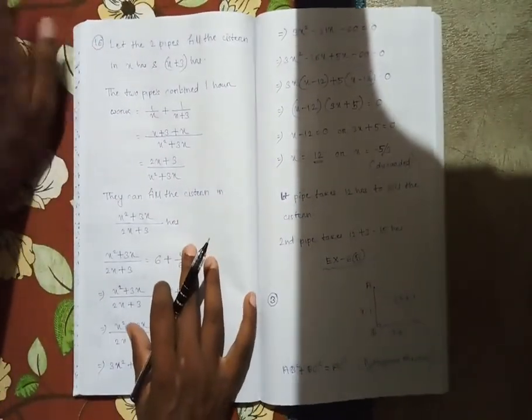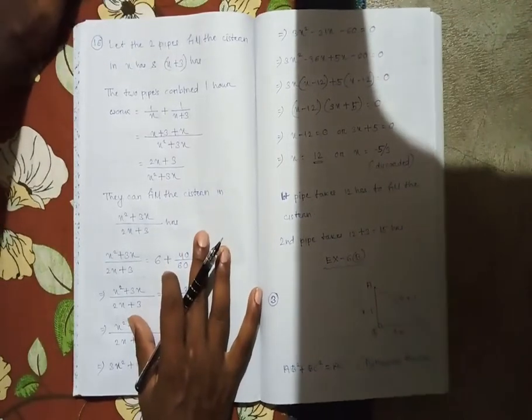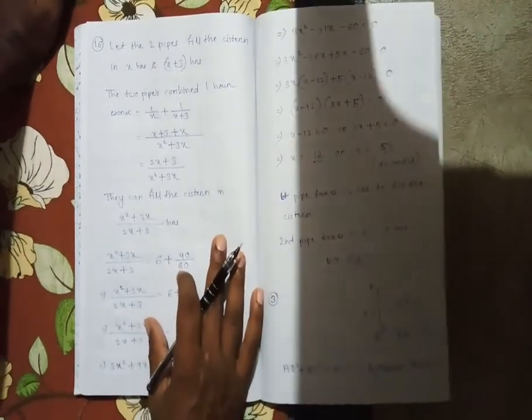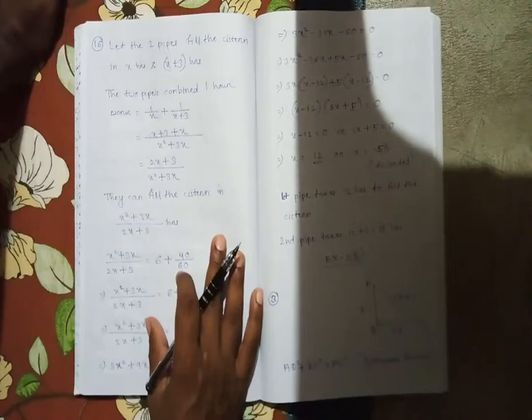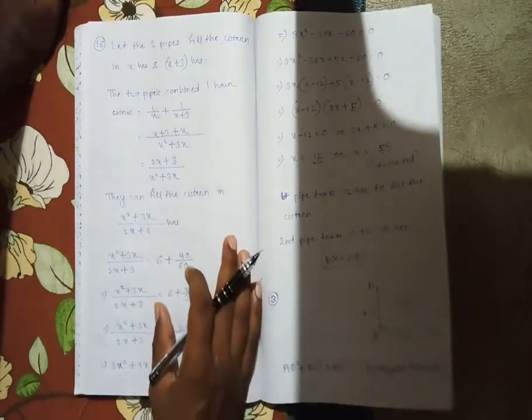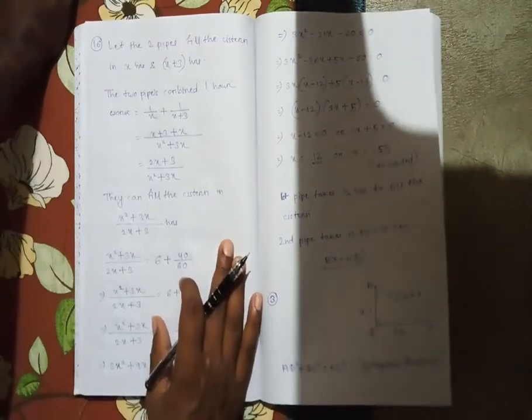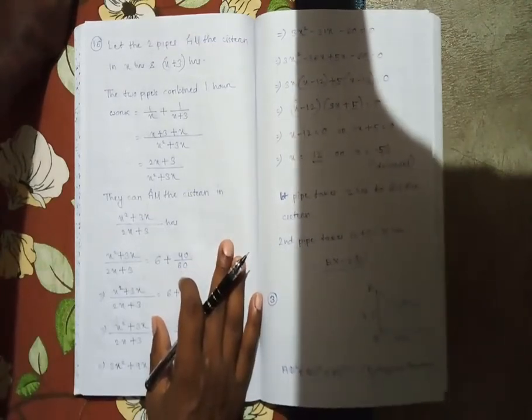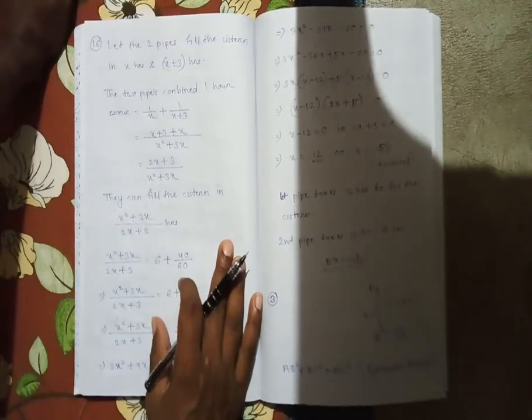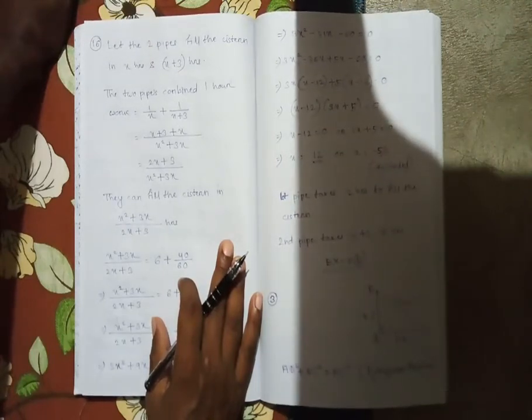Now move to number 16. One pipe can fill a cistern in 3 hours less than the other. So if one pipe can fill the cistern in x hours, the other pipe can fill it in x plus 3 or x minus 3 hours. Anyone we can take. The two pipes together can fill the cistern in 6 hours 40 minutes. Find the time that each pipe will take to fill the cistern.